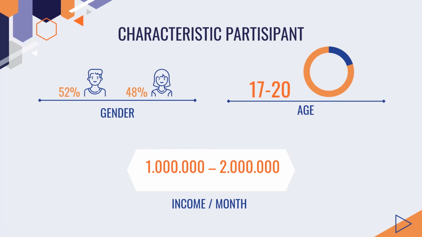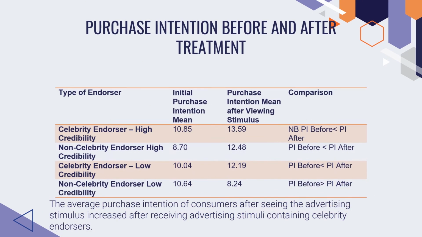Characteristics of participants. The majority of participants were male, at 51.8%, while 48.2% were female. The majority of the study participants were aged 17 to 20 years old, as much as 61.8%. Regarding participant income, the majority earn 1 million to 2 million, at 42.7%.